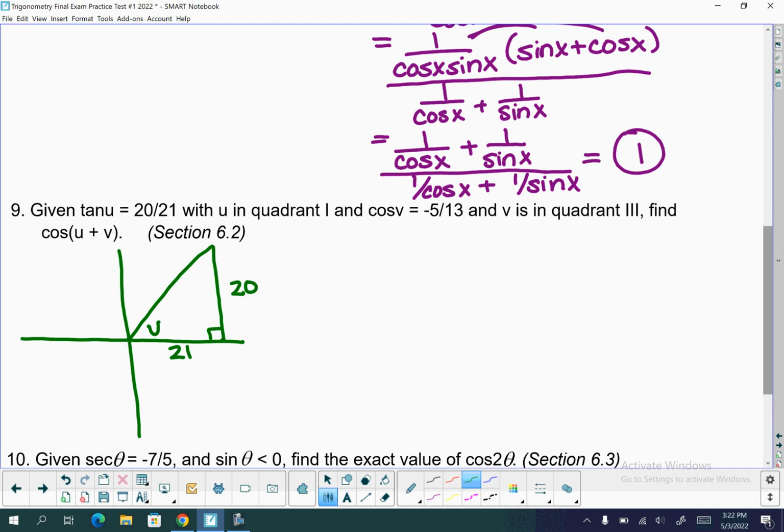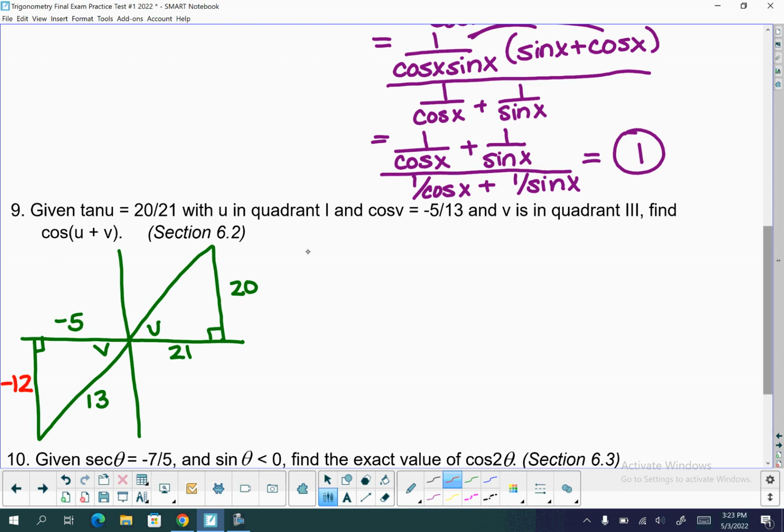V is in quadrant 3. Make sure these right angles are always on the x-axis. There's my V. And its cosine, adjacent over hypotenuse, is negative 5/13. I know the 5 has to be negative because that's my x value there. The triangle in quadrant 3, triangle V there, this is a Pythagorean triple, 5, 12, 13. The 12 also has to be negative, or you can do the Pythagorean theorem on that one.